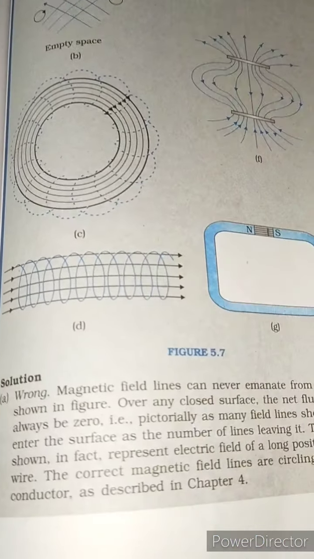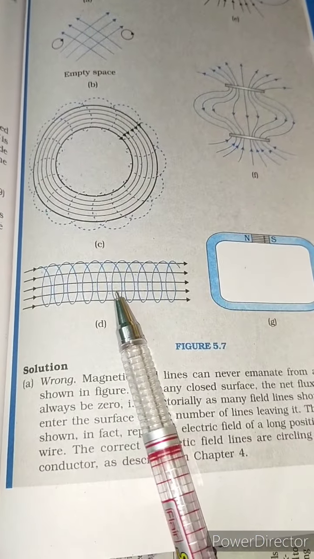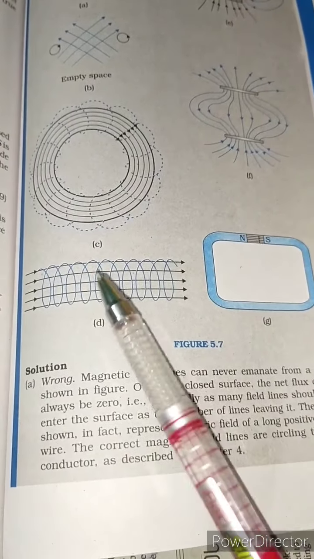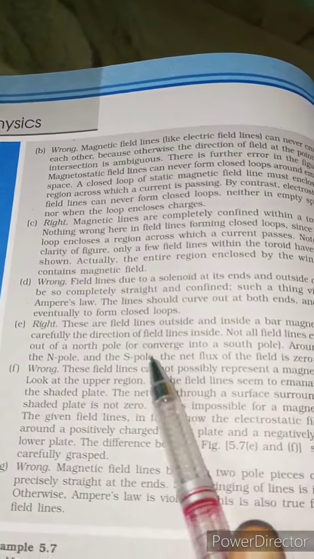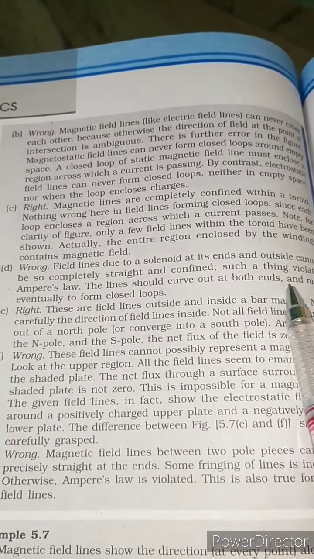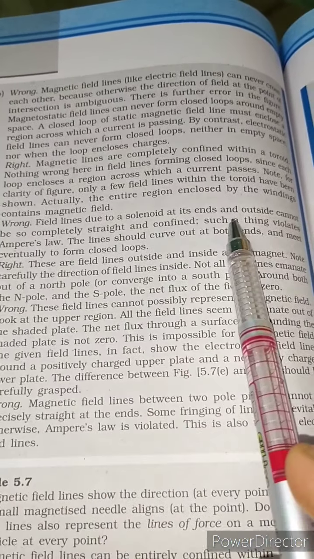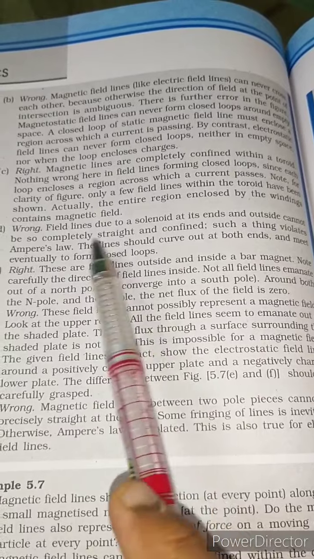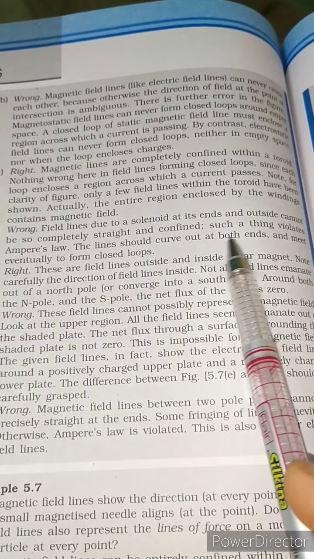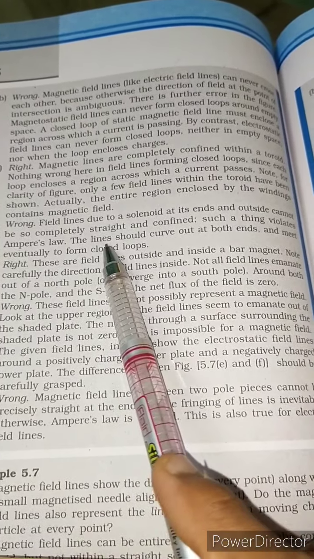Okay, next one. Do you think this is correct? This is wrong. Why? Because the field lines due to a solenoid at the ends and outside cannot be so completely straight and confined. Such a thing violates Ampere's law. It cannot be so straight. The lines should be curved at both ends and meet eventually to form the right kind of loop. So the next question, which I already told the answer to, is correct: E.